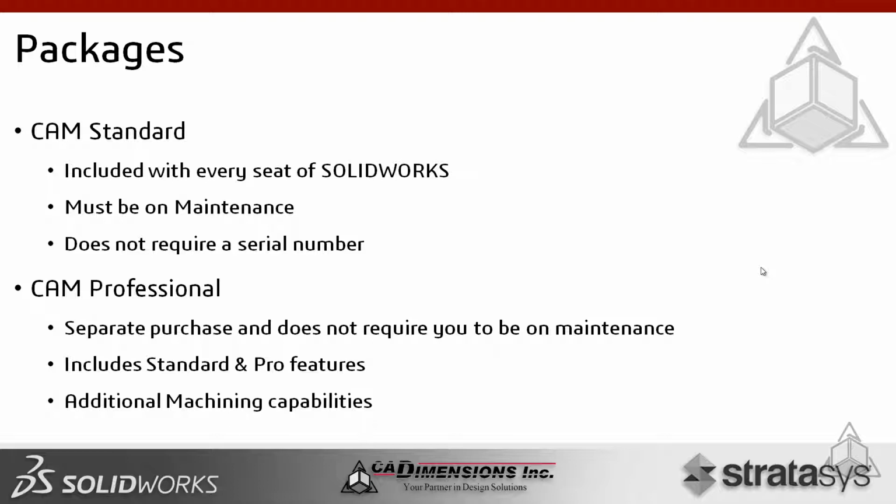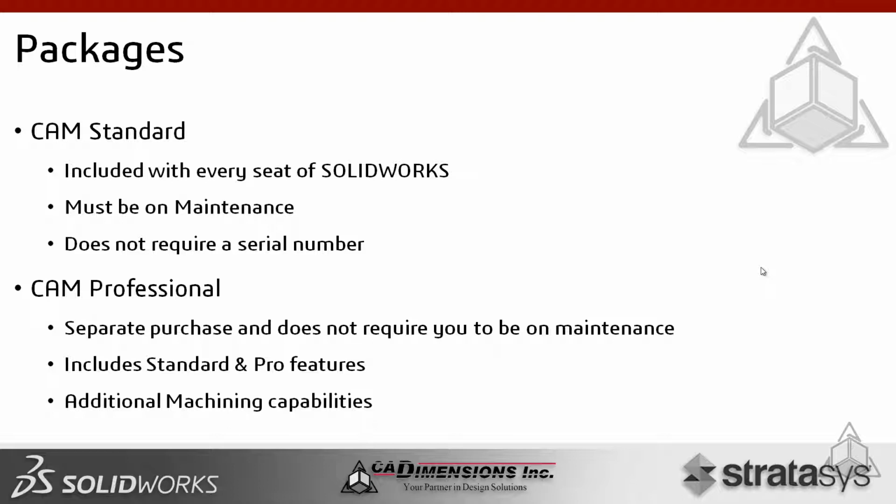The other thing with CAM Standard, it does not require a serial number. So when you upgrade to 2018, you don't have to come to us and ask us for a serial number for it. You literally just install like you normally would, make sure that SolidWorks CAM is listed in what you're going to be installing, and it will be right there for you.